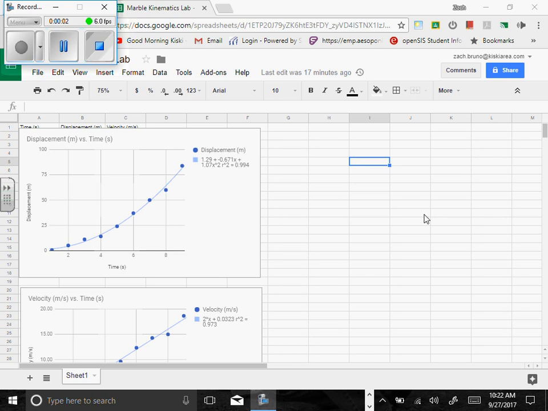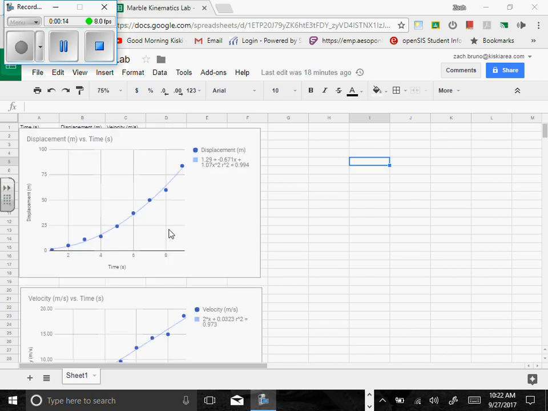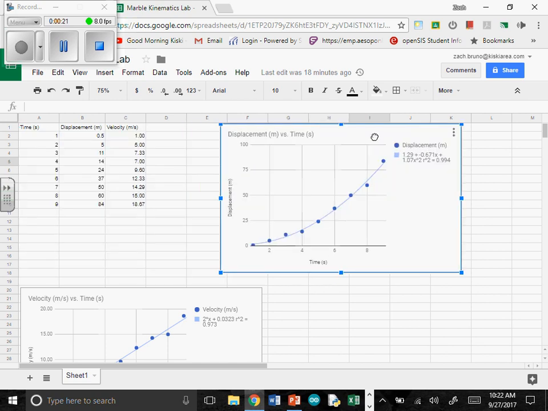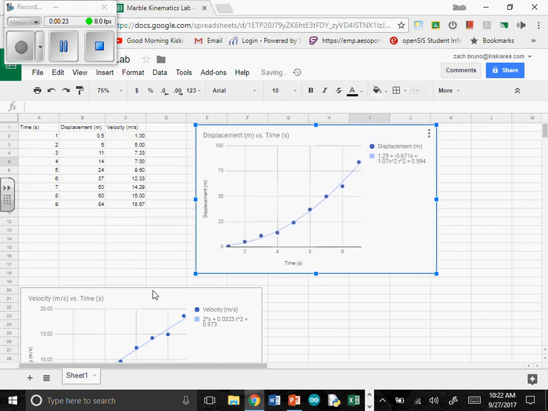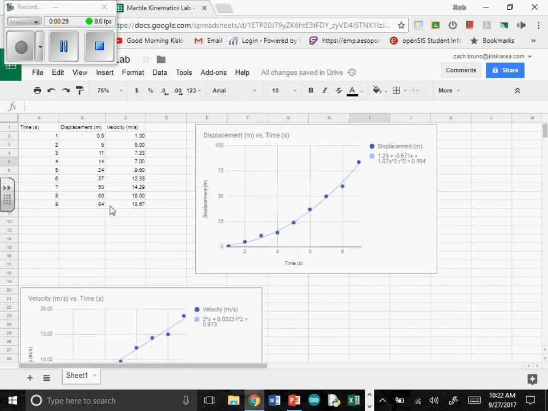All right, welcome back. So here's the last video for our lab. What we've done so far is we've created these two graphs, displacement versus time and velocity versus time. The displacement versus time was just graphed with the data that we collected during the lab. And for the velocity versus time, remember, we did a calculation for the velocity and graphed those versus time.